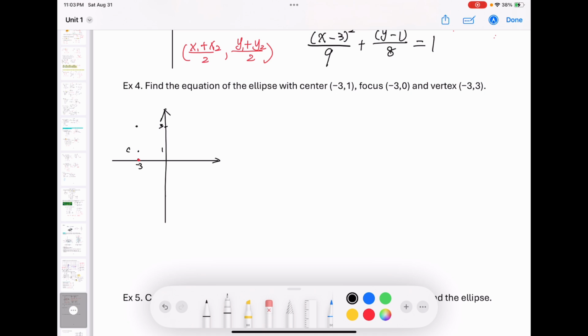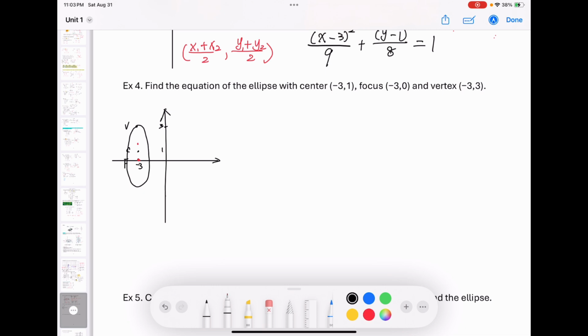Center, vertex, focus. So we see my graph must be an ellipse. The major axis is parallel to the y-axis. This is the center, and later we can also find another focus, or we say one of the foci. Okay, so let's write our formula, or the equation, here.